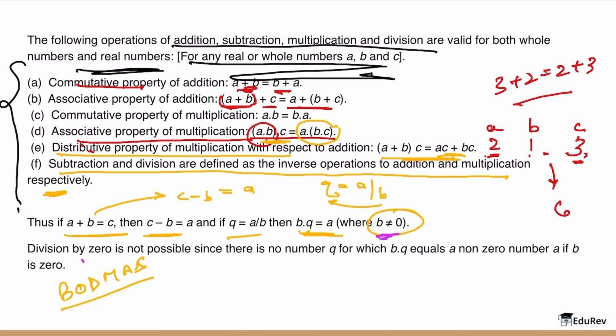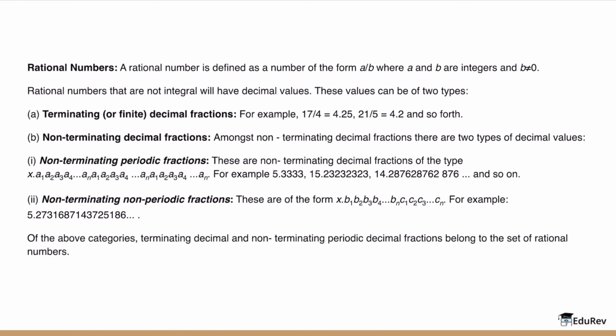Now division by 0 is not possible since there is no number Q for which BQ equals a non-zero number A if B is 0. Again, you people all know that you cannot divide anything by 0. You cannot do division by 0. So I feel all these concepts are very simple and there's nothing much to do in these things. You just have to read it and just solve the questions. So let's see if there are any questions which we can do regarding this.